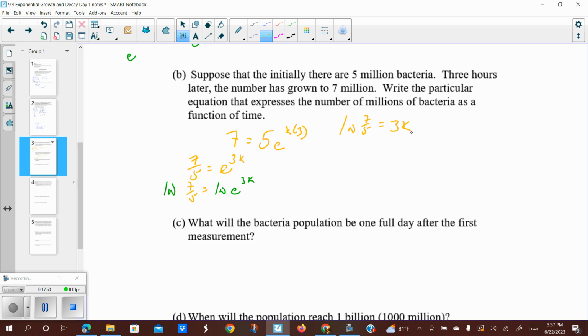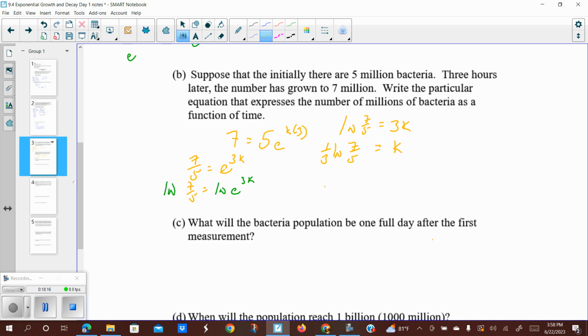And then to solve for k, we divide both sides by 3. You can write the natural log of 7/5 all over 3. It's cleaner if you make it a reciprocal. Instead of dividing by 3, you'll multiply by 1/3. It keeps everything horizontally multiplied, as opposed to being some vertical mess of a fraction over a fraction type of thing. So there's your k value.